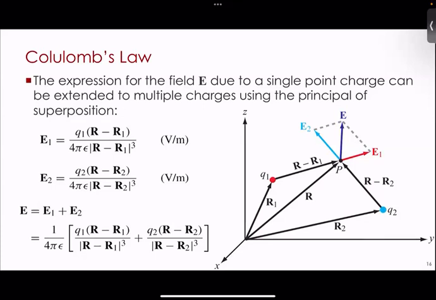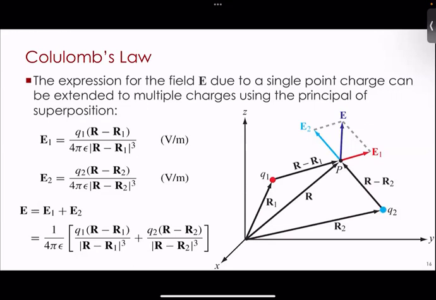The principle of superposition applies. What does that mean? Superposition is just a fancy way of saying you can consider each separately and individually and then add the results together. And in this context, because E is a vector, you're adding things in terms of their vectors.